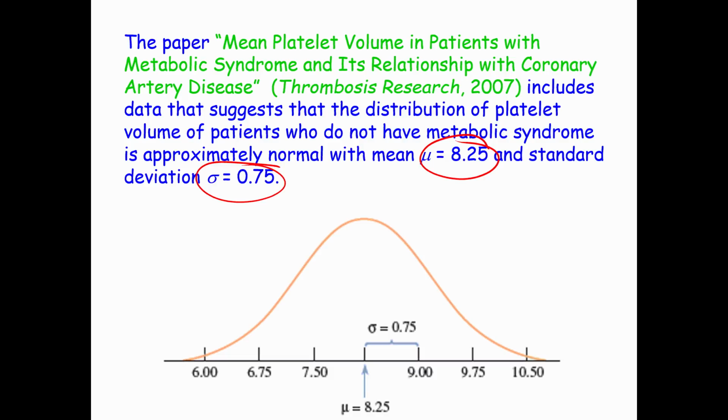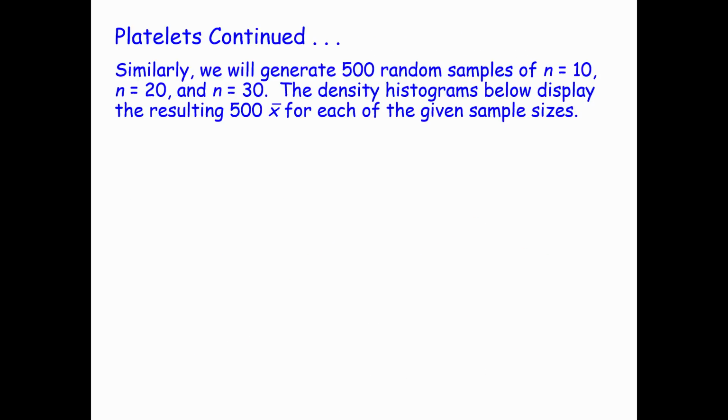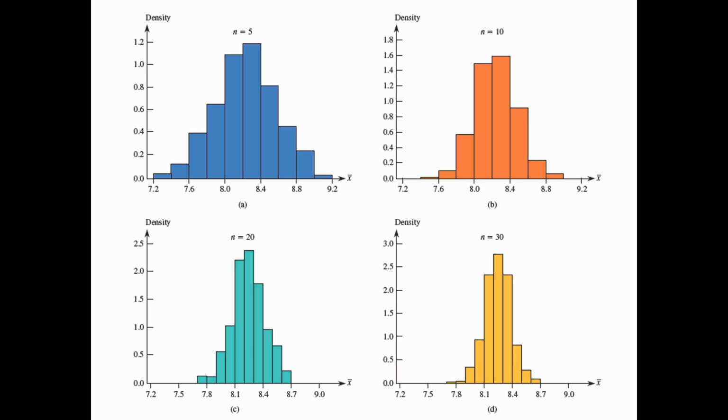And so there it looks like a normal bell-shaped curve. And it says we can use Minitab, which is a computer program, to generate 500 random samples of choosing 5 at a time. So it's just our same information. We're going to do 500 random samples. We're going to choose 10 at a time, 20 at a time, and 30 at a time. So here are those 4 graphs. This is where we're choosing a sample size of 5, 10, 20, and 30. And each of these is being done 500 times. And this is the resulting data.